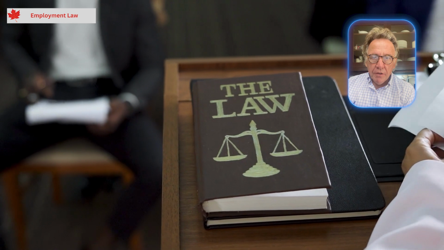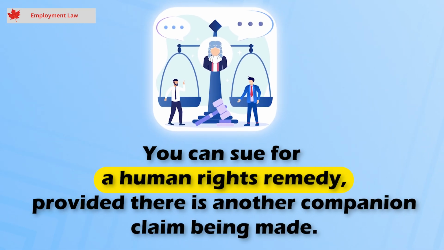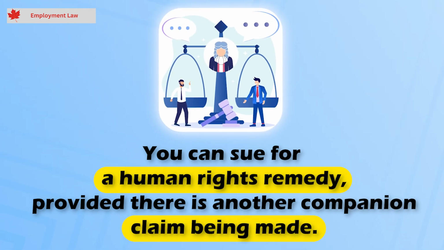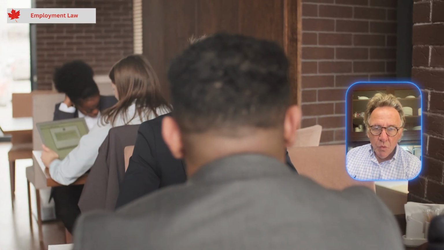Now, I add one further note, and that is Ontario law. Unlike any other jurisdiction in Canada, you can sue for a human rights remedy provided there is another companion claim being made. So in Ontario, you can argue that there should be a claim for lost income under human rights and or alternatively a claim for wrongful dismissal damages. Now, you should speak to your lawyer very carefully about that because it's not as simple as I have suggested in the summary, because you want to be careful as to which claim is pleaded first and which is the alternative claim. But again, these are dramatic differences.